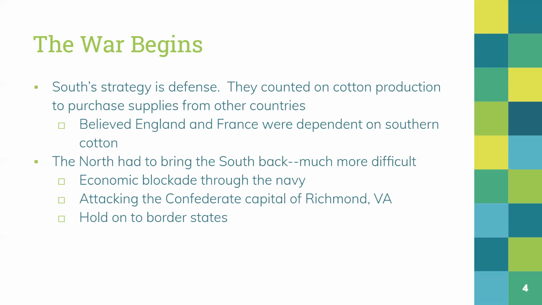The North has a much more difficult task. They have to go down into the South and force them to rejoin the Union. And so they're going to create an economic blockade using the Navy, which means they're going to take all their ships and sail around the South to stop them from trading with other nations. They're going to attack the Confederate capital of Richmond, Virginia. There's this belief in 1800s warfare that if you take the enemy's capital, you win the war. And they're going to hold on to border states that we're going to talk about in just a minute.